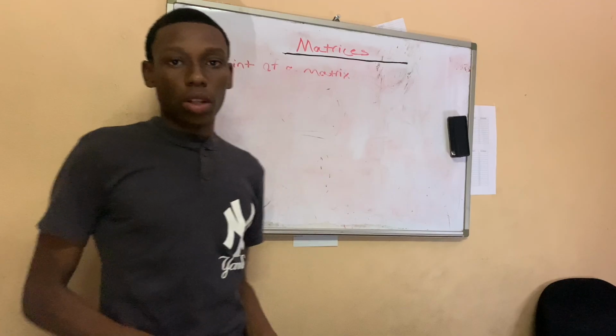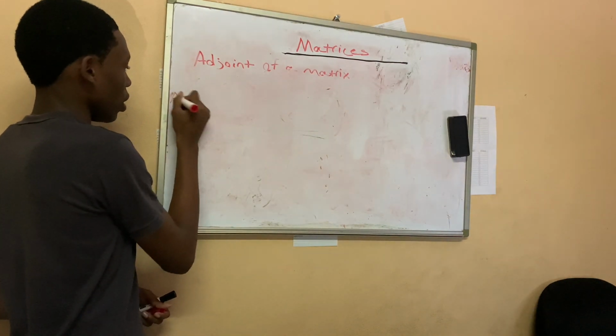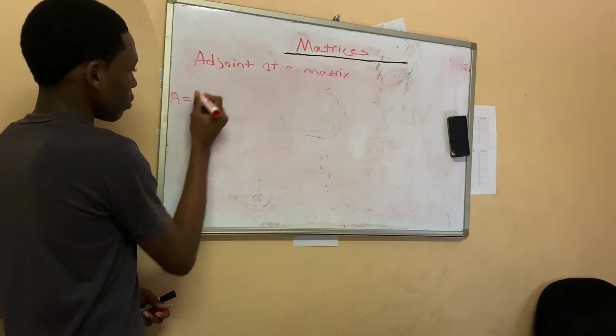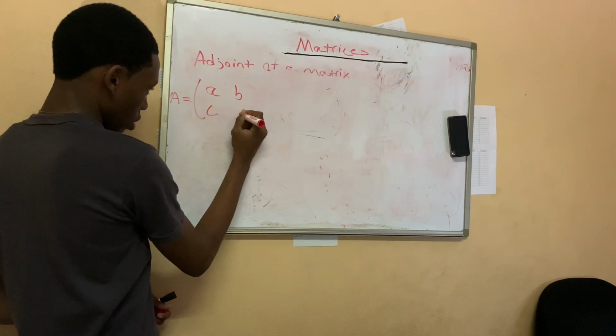Now we are going to look at how to find the adjoint of a matrix. So here we go. We have matrix A, which is A, B, C, D.